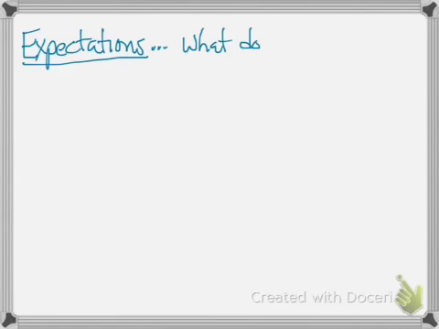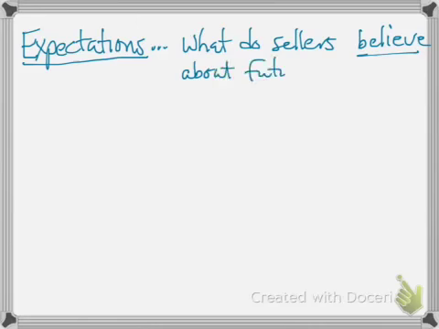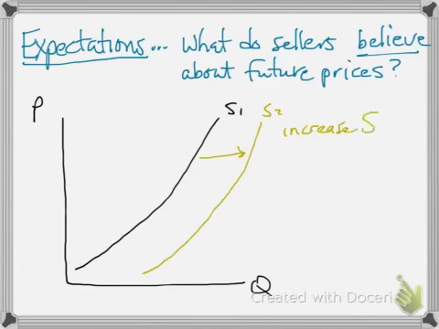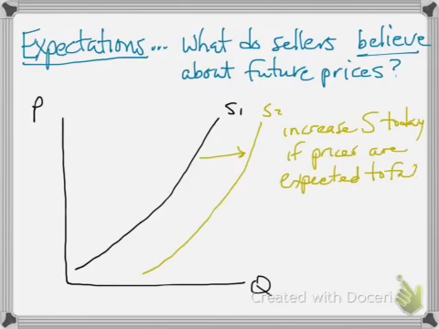Now, expectations. What do sellers believe about the future prices in their market? This is not about their expectations of the product. It is, what do they think will be the market price in the future relative to where we are today? And so we've got the supply curve S1, and if sellers believe the price of their product is going to fall, the market price will fall in the future, then they increase the supply today to try and take advantage of the higher prices that exist today. So expected lower future price leads to an increase in supply today from S1 to S2.